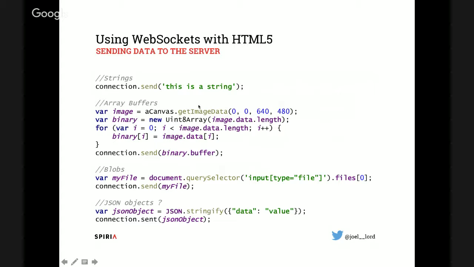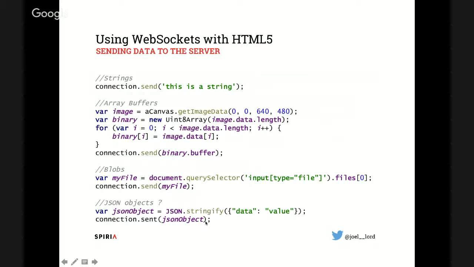You can send array buffers as well. So if you want to send an image, for example, you can send blobs. So if you want to send a file to the server, you can use this. And how about JSON objects?